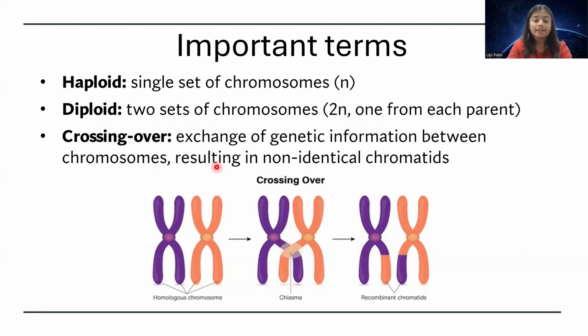Crossing over, it is an exchange of genetic information between chromosomes, resulting in non-identical chromatids. So this is how it takes place. Homologous chromosomes, which means two identical chromosomes, one from mother and one from father, cross over. This is the actual step of crossing over. One of the strands or one of the chromatids exchange their genetic information to form a chiasma. The X-shaped structure that is formed over here is known as chiasma to form recombinant chromatids, and that's how the crossing over process is taking place.